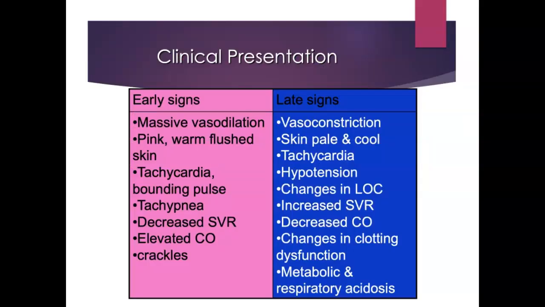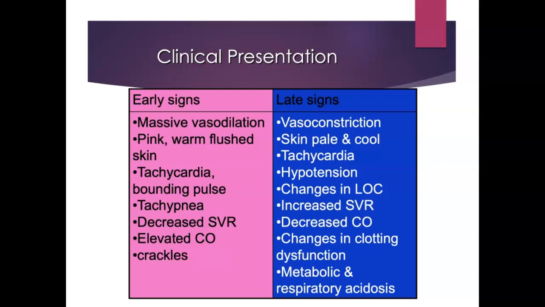So septic shock is a little bit different in that it has early signs and late signs. The early signs of septic shock are based on that massive vasodilation. So the skin is pink, warm, flushed skin, tachycardia, a bounding pulse, maybe an increased respiratory rate, decreased systemic vascular resistance because of the vasodilation, an elevated cardiac output because it is trying to pump out to this vasodilated state.